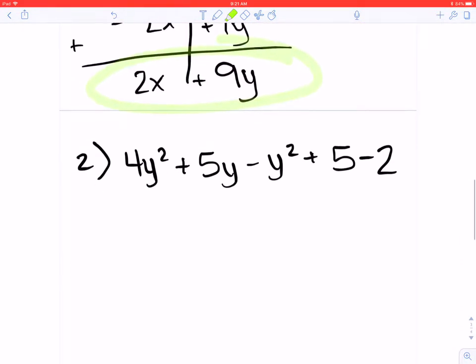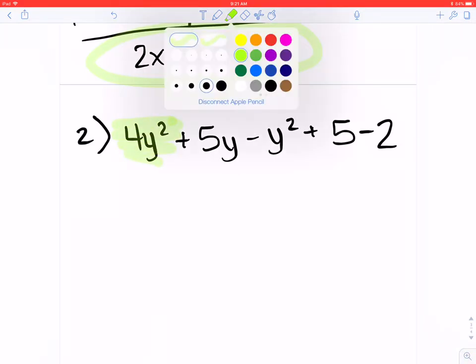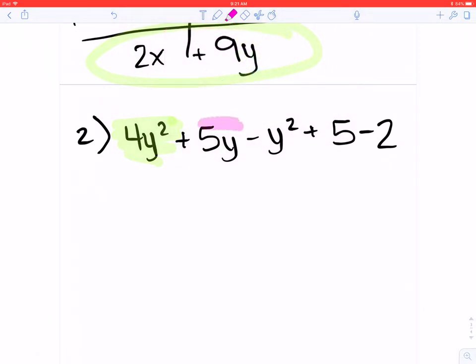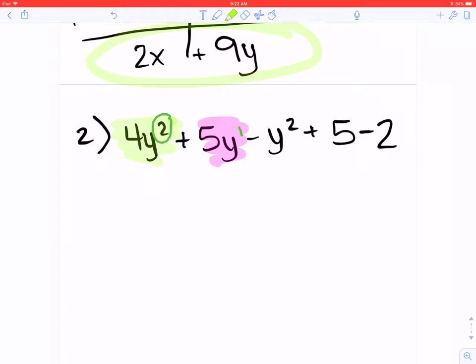Let's try one more. I have a y squared. I have 4 y squareds and 5 y's. Now this doesn't have a squared. This right here is a y to the power of 2. This just has a y to the power of 1. Those are different, which makes them not like terms. They're different. So here we have a minus y squared.